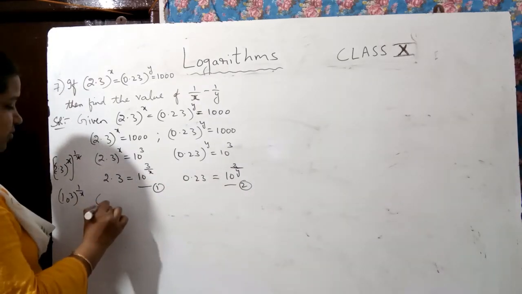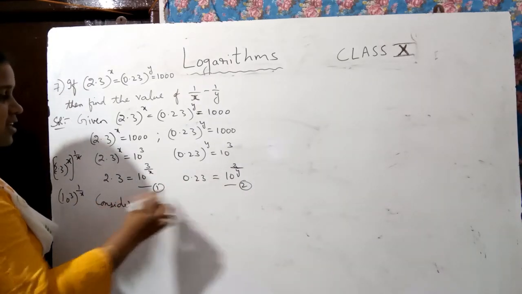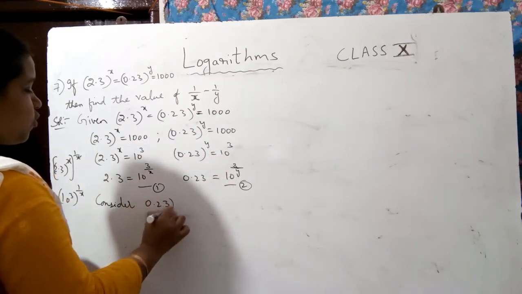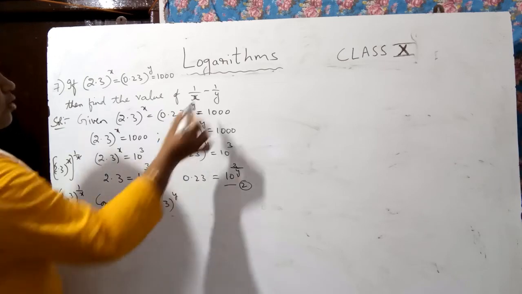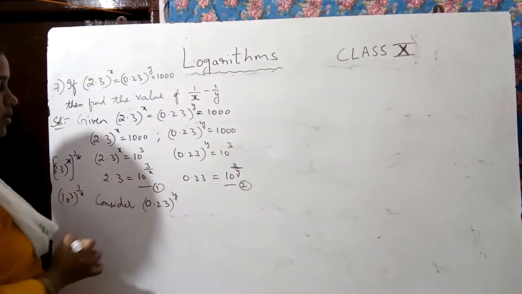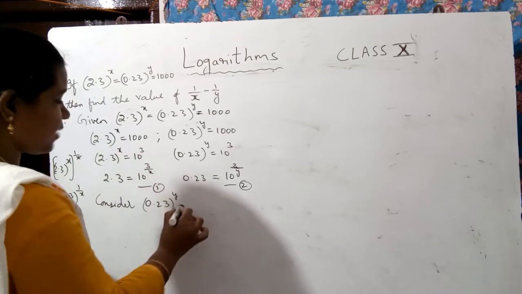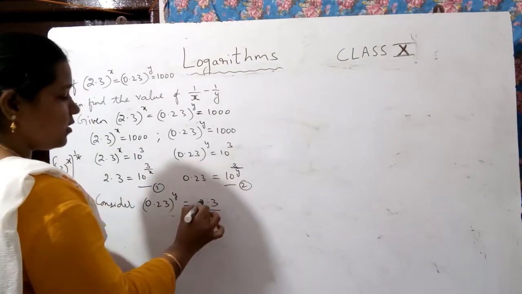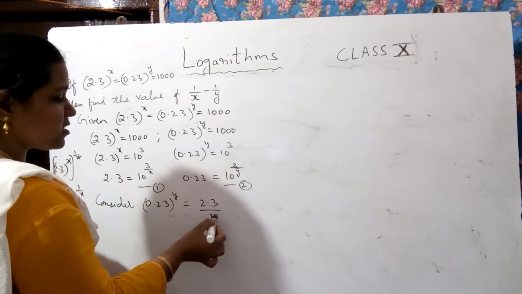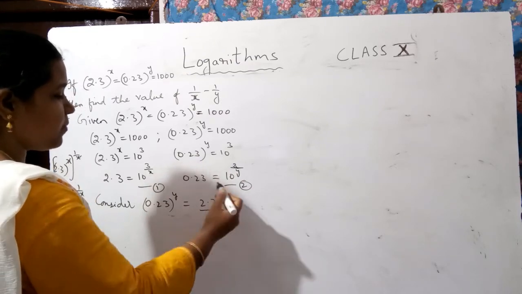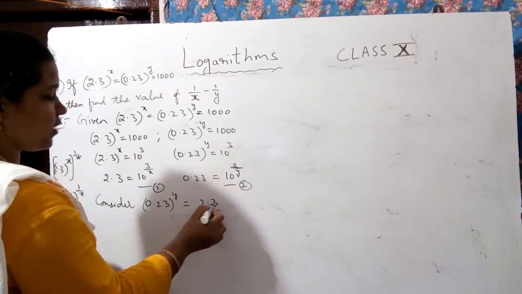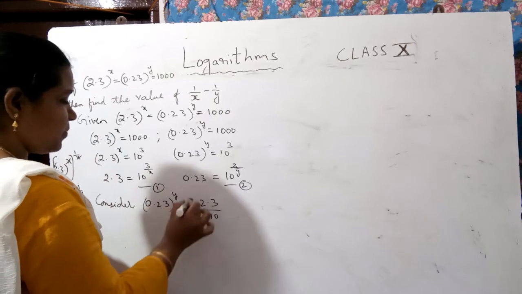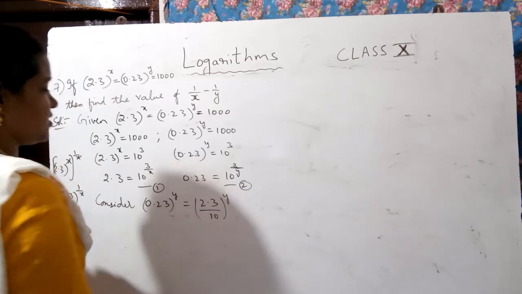Now consider this one, 0.23 whole power y. I am considering this in order to find the value of 1 by x minus 1 by y. So 0.23 can be written as 2.3 by 10. If I remove this 0, it moves one digit from right to left, it becomes 0.23. So 0.23 can be written as 2.3 by 10. Then I am writing y as it is.